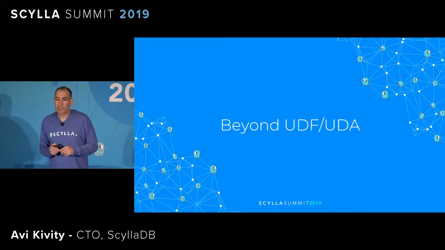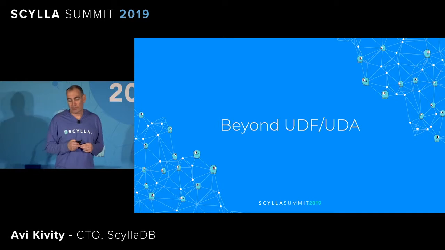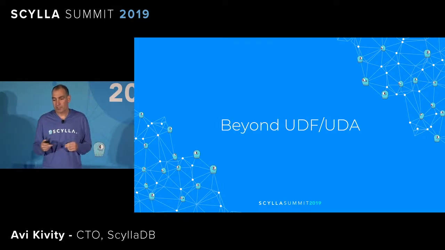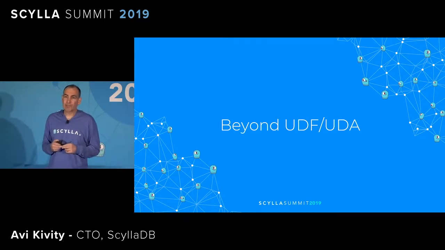All right, that was the first part, which is really feature parity with Cassandra and something that is available in many other databases as well. But now we will look at some things that we are planning to build on top of user-defined functions and aggregates.